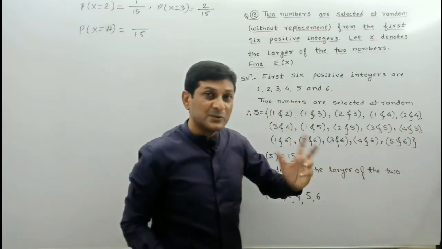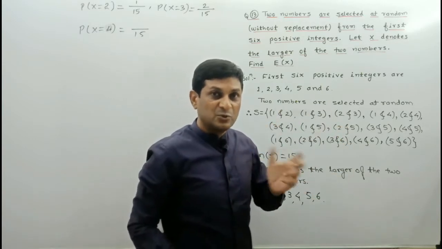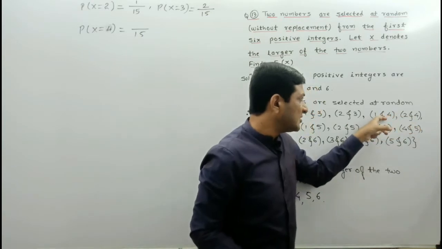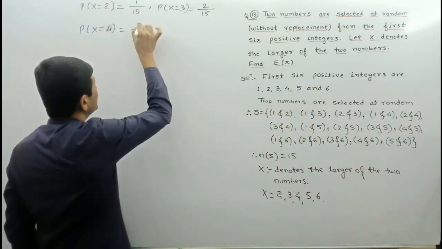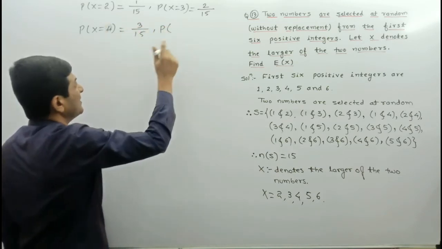So we have to find those elements in which 4 is larger, that is, out of 2 numbers, what should 4 be? Larger. So in this case 4 is larger, in this case also 4 is larger, and in this case also 4 is larger. Means this condition is satisfied by 3 elements. That's why we can say that probability is 3/15.